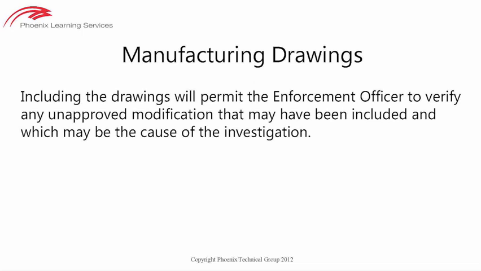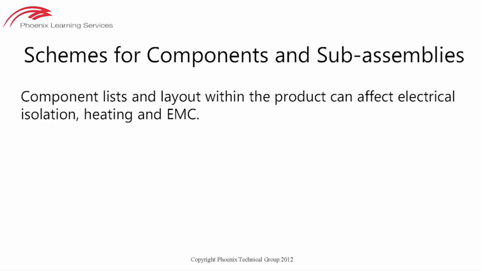The manufacturing drawings. This will permit the enforcement officer, directed and helped by your authorized representative, to verify if someone has made unapproved modifications which may have affected the compliance of the product. This should also be the section which helps identify counterfeits, or at least identifies features which counterfeit products may not have. Schemes for components and subassemblies. Changes of these layouts can affect electrical isolation, heating, EMC and safety, so knowing where they are is key. Once again, vital for configuration records.